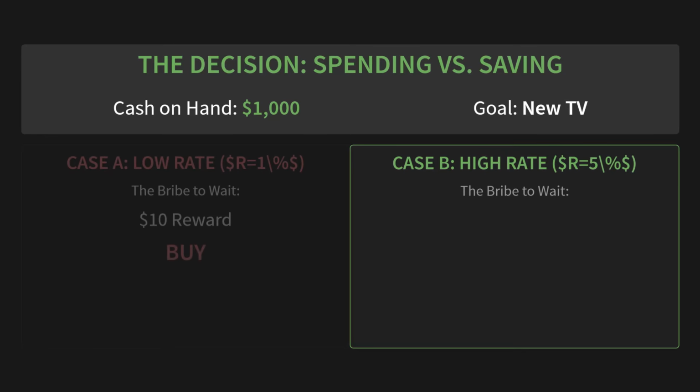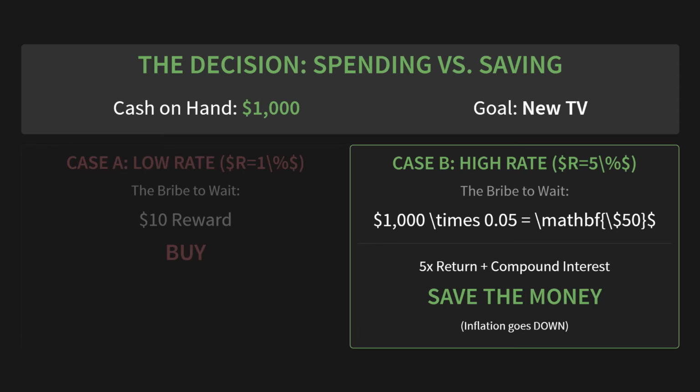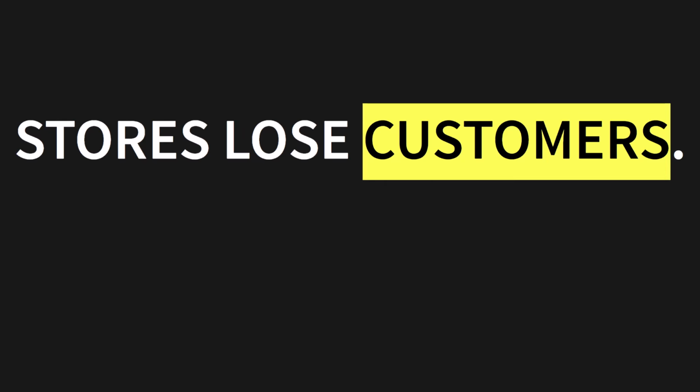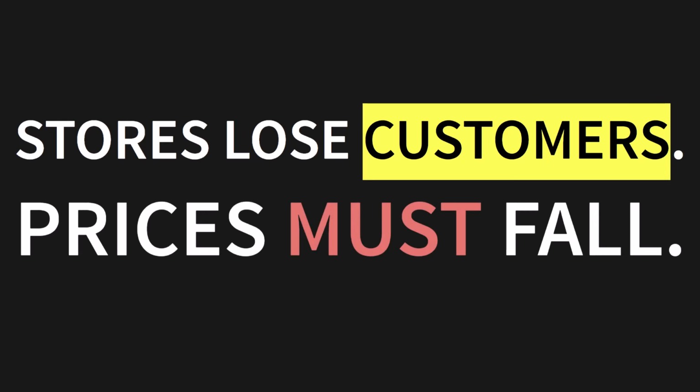But now, case B. We're in a high-rate world. R is now 5%. The bribe to wait? $1,000 times 0.05 equals $50. That's a 5 times bigger return, plus you get compound interest. Suddenly, saving that money seems like a pretty smart move. My decision? I'm going to save the money. And when millions of people do that, inflation goes down. And when everyone stops buying, what happens? Stores lose customers. And to get you back in the door, prices must fall.